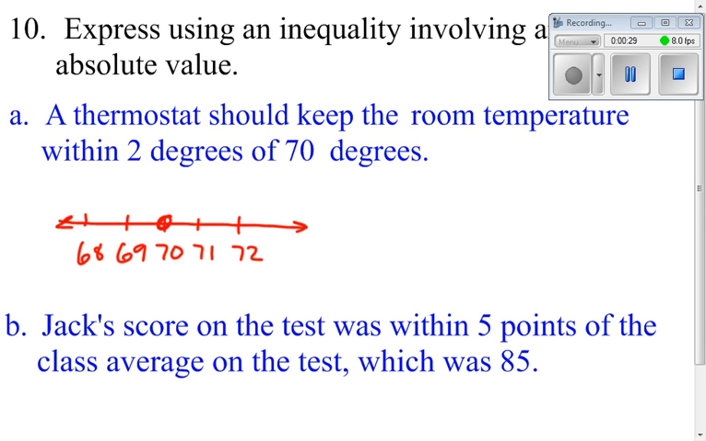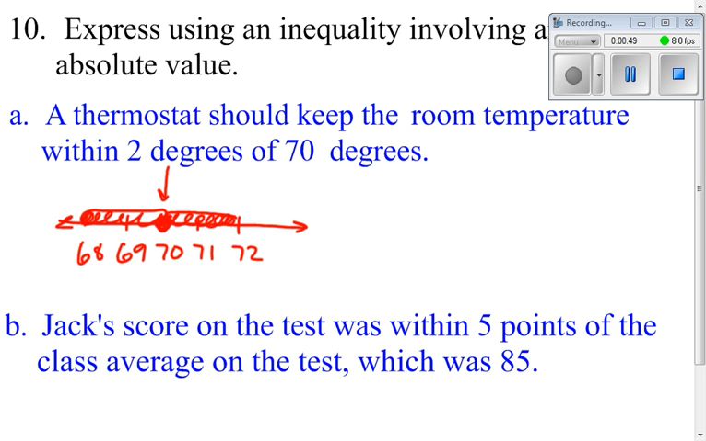That means here's like my center point. My center point is 70. And the thermostat can keep it within 2 degrees. So it can keep it up to 72 or it can keep it down to 68. But it's got to fall somewhere between there. Okay? So somewhere between 68 and 72.